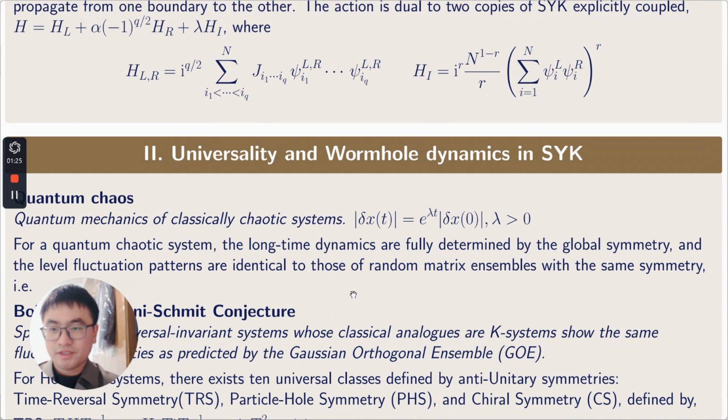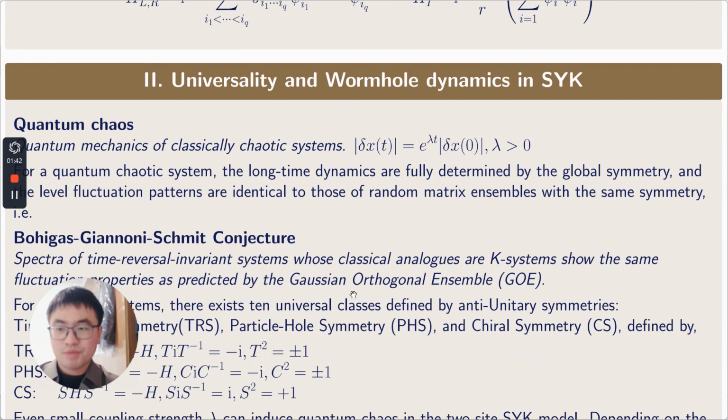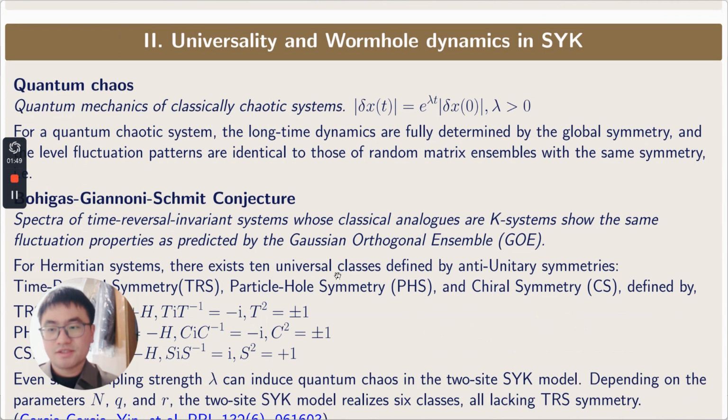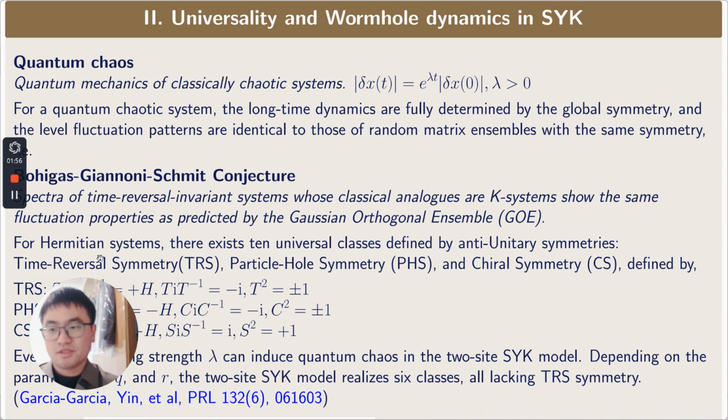Quantum chaos defines the long-time universality because if a system is quantum chaotic and evolves over a long enough time, the system becomes fully ergodic and all local details vanish. The technique to identify whether a system is quantum chaotic or not is by computing its spectrum and thus its level fluctuation patterns and comparing them with the random matrix ensembles with exactly the same symmetry, which is the BGS conjecture. There are 10 kinds of universality classes for Hermitian systems, classified by 3 kinds of anti-unitary symmetries.